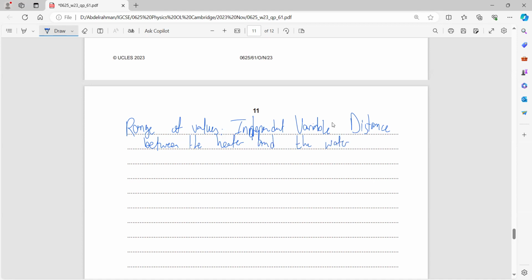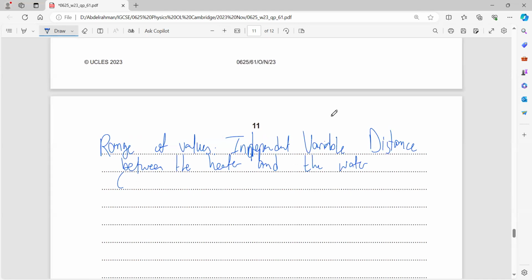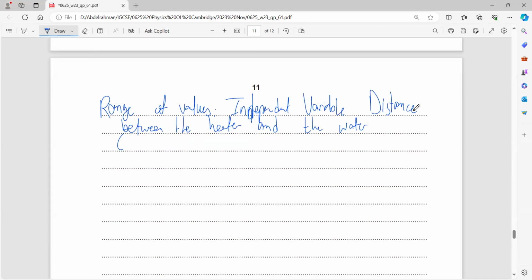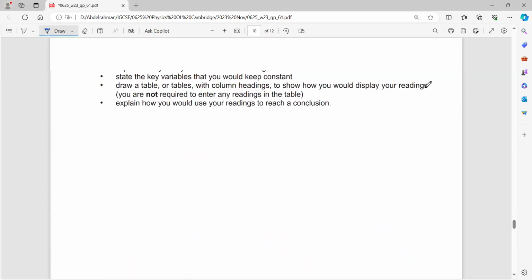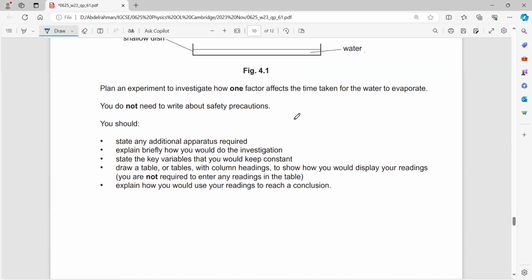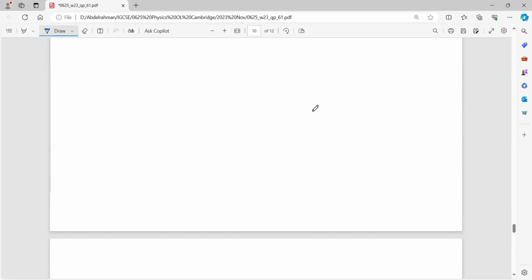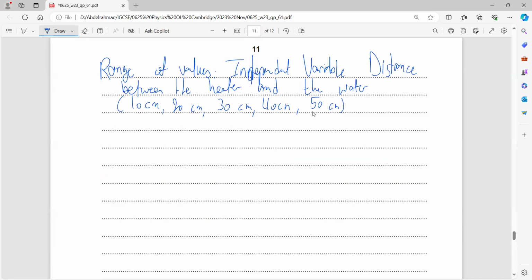Okay, I need to state some of the distances. I need to state the 5 values of this variable. Let's say for example 10 centimeters, 20 centimeters, 30 centimeters, 40 centimeters, and 50 centimeters. So there is the range of values first. Then what do we say next? We need to state the key variables. What are the controlled variables? Here, of course, the controlled variables are all of the other things.